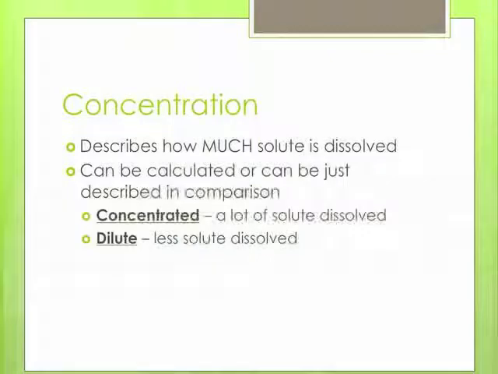We can talk about a solution's concentration, and that just describes how much solute is dissolved. You can actually calculate a number for concentration, which you'll do in chemistry, but we're just going to talk about it qualitatively. We're going to use it to compare. So a concentrated solution has a lot of solute, and a dilute solution has less solute. Let's talk about that juice again. In the can, it's called from concentrate, right? It's the concentrated juice. And when you add water to it, you make a more dilute solution.